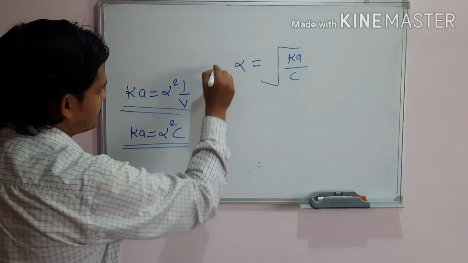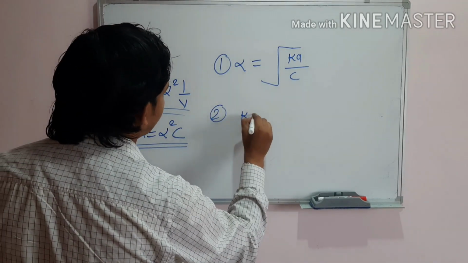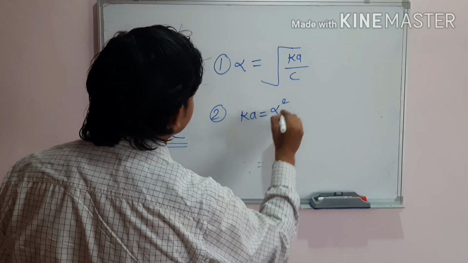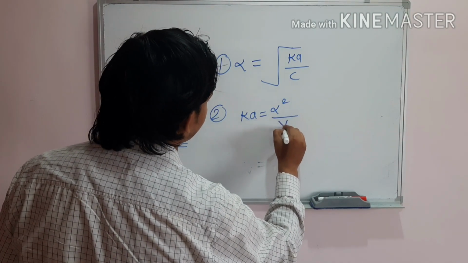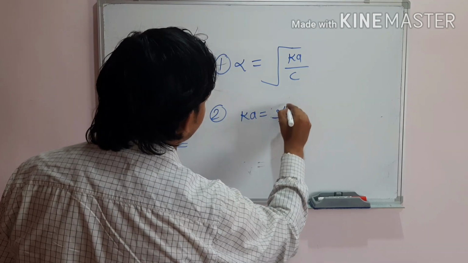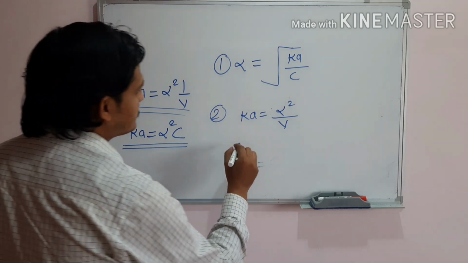So regarding Ka, this is our first formula. Then formula number 2, regarding the original equation, Ka is equal to alpha square divided by 1 minus alpha into V, that is Ka is equal to alpha square V. So this is the formula.